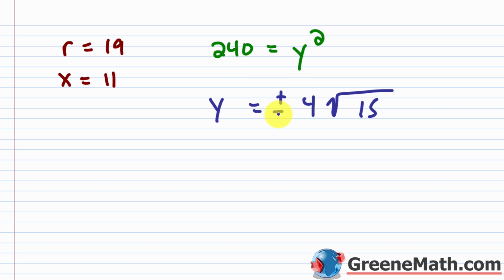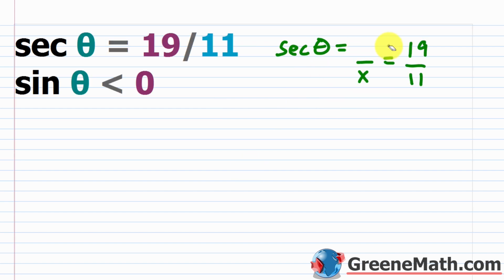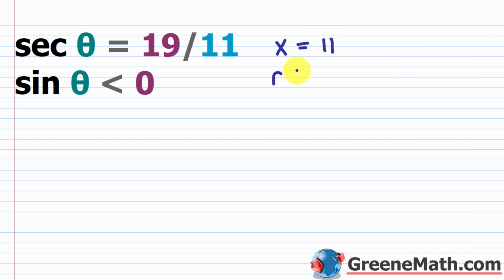So we need one y value. It can't be positive 4 times the square root of 15 and then also negative 4 times the square root of 15. You need one or the other. So let's go back up and write all the information that we know. So x is equal to 11. We know that r is equal to 19. And right now we know that y is equal to plus or minus 4 times the square root of 15. But we need to get that down to one single value. And we're going to do that with the use of this guy right here.